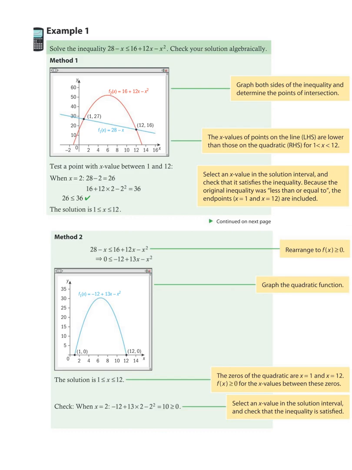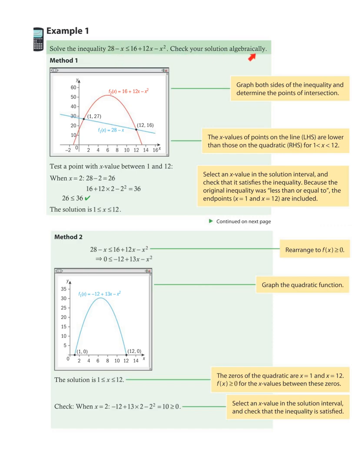Let's have a look at example 1. This is on page 284, 285. It's in the extension book, chapter 14.1. Example 1. Solve the inequality 28 minus x less than 16 plus 12x minus x squared. It's got a quadratic on the right. It's a linear equation on the left.